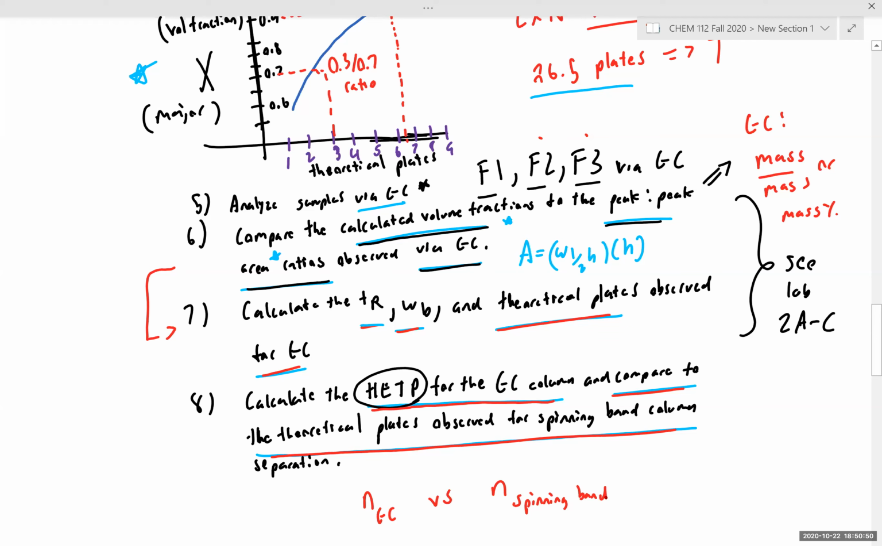Does anyone have a guess, using our chemical theory that we've talked about for GC and for fractional distillation, which column has the greatest number of theoretical plates? A gas chromatography column or a spinning band column? What would you guess would be the column with the greatest number of theoretical plates?